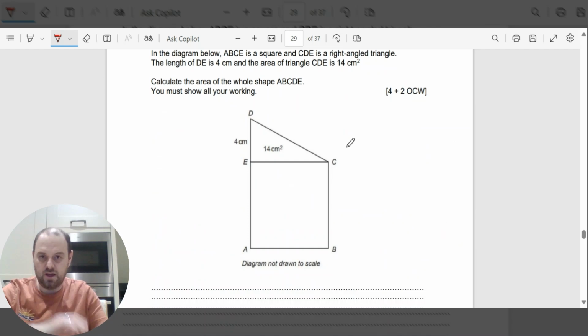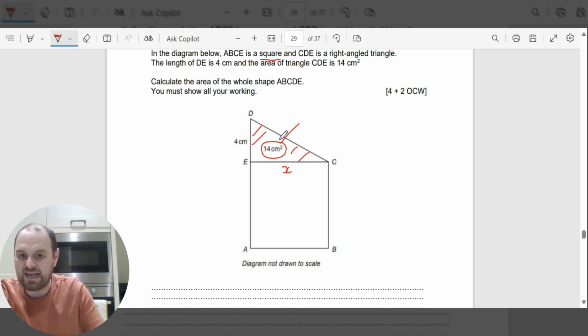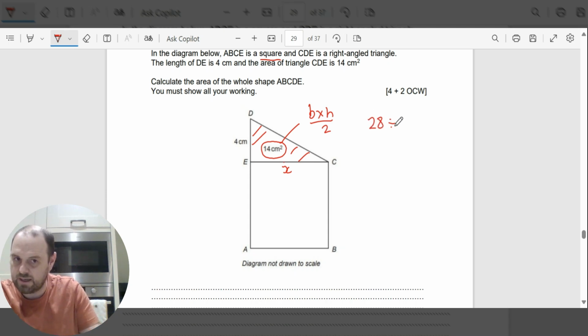Just one thing to point out here. People weren't reading that this is a square. It says somewhere, yeah, ABCD is a square. That means as long as I know one of the sides, I know them all, okay? We need to know how long this side is, but we're told the area is 14. But because this is a triangle, I won't do 14 divided by 4, right? I need to double it because base times height divided by 2 would give me 14. So if I hadn't divided by 2, it would be double that, which is 28 divided by 4. So meaning each side is 7. All the sides, because it's a square, are 7.